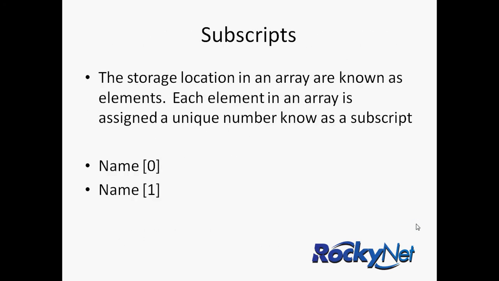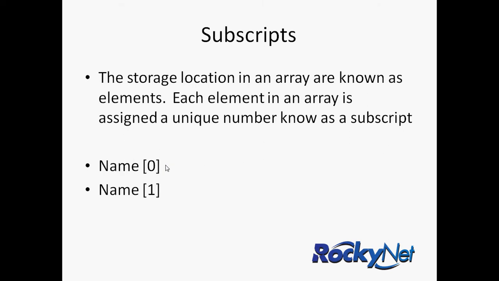Subscripts. The storage locations in the array are known as elements. Each element in the array is assigned a unique number known as a subscript. So basically, if we have our variable array name, the first element, the first subscript, is going to be 0 in our array, and then name 1 will be our second element in our subscript.